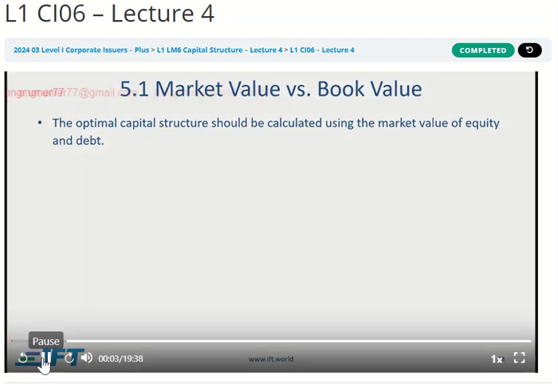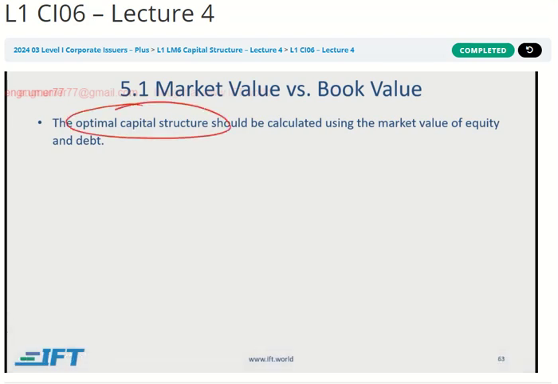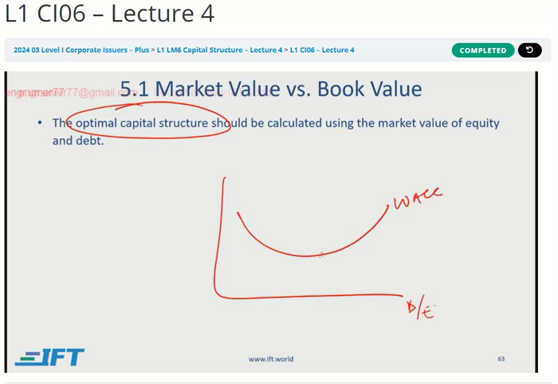So, what we have been talking about is the optimal capital structure. And theoretically, the optimal capital structure is where your WACC is minimized, right? But it's not that easy to actually calculate. First of all, you should be using the market value of equity and debt when you're calculating the debt to equity ratio. Now, what does that mean?